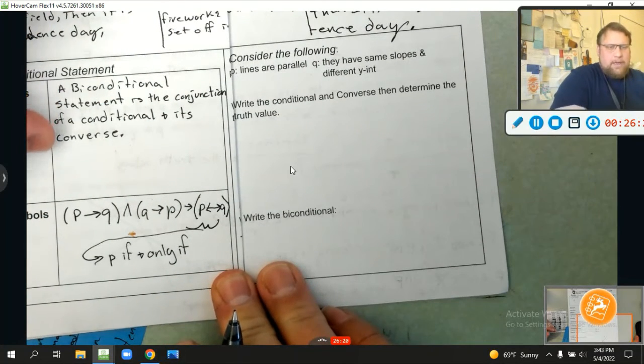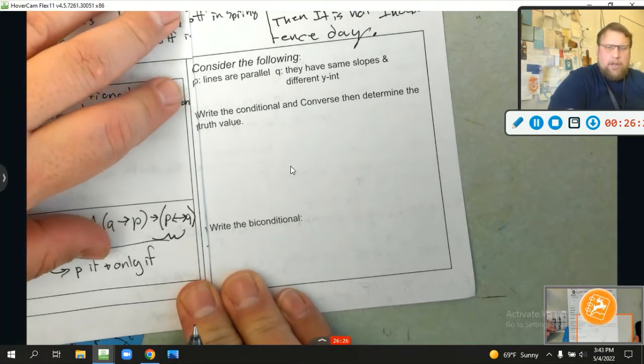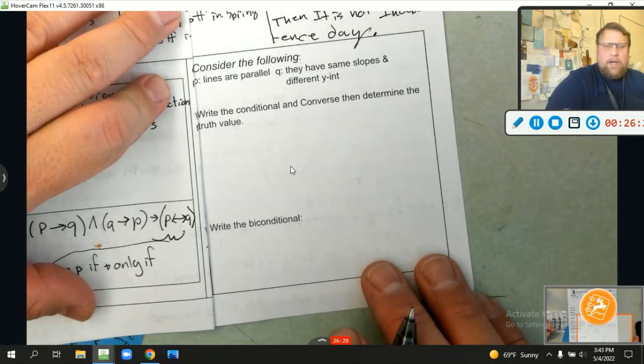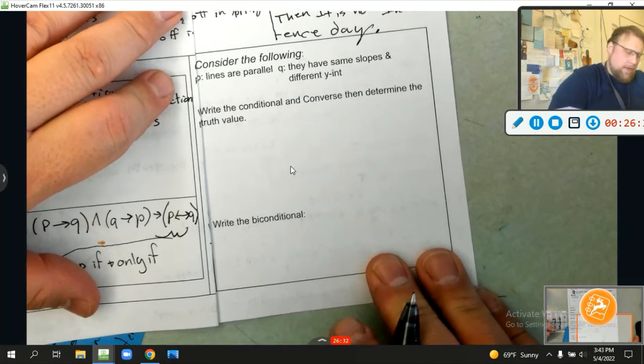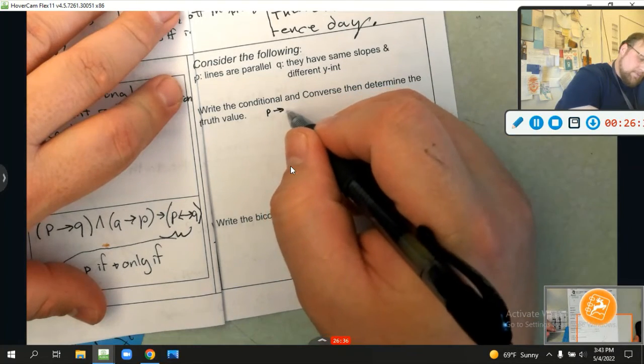We see the biconditional statement in words and in symbols. And we see now, consider the following. P, lines are parallel. Q, they have the same slopes and different y-intercepts. Write the conditional and converse and determine the truth value. Okay? So the conditional is if P then Q.